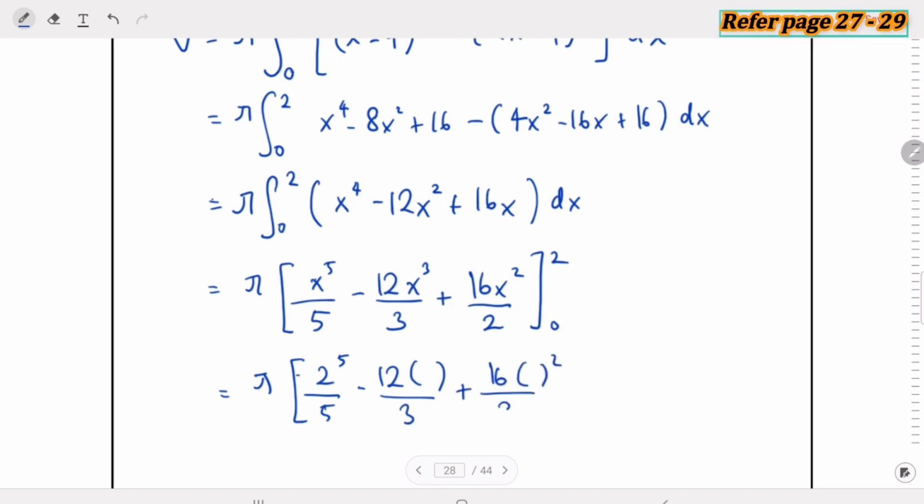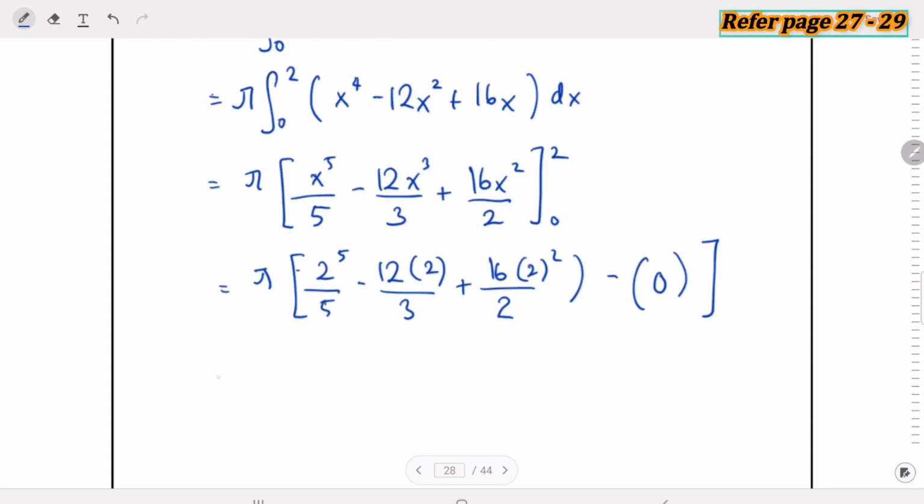So I should simplify this first, and then minus 0. Everything will be 0. So here is a 2, and then your answer is 32 pi over 5 unit cube. Alright.